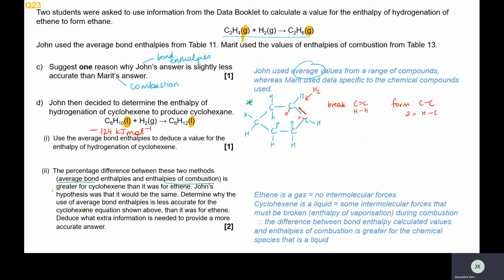So ethene is a gas, no intermolecular forces. Cyclohexene is a liquid. So there is an enthalpy of vaporization that would also occur during combustion. So that's why there's a bigger difference. If you use bond enthalpies and combustion data, there's going to be a greater difference for any chemical compounds that are in a solid or a liquid, because they have intermolecular forces that have to also be overcome when you combust them. Okay.